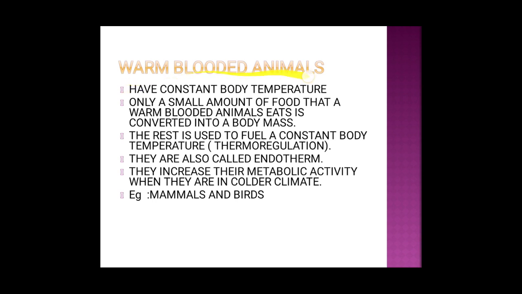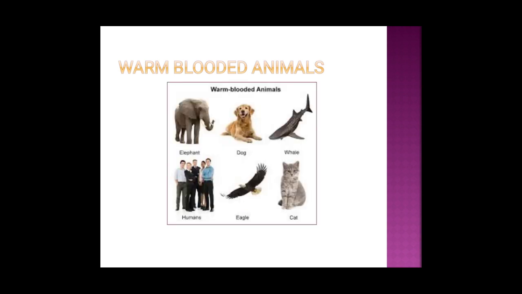Now next, warm-blooded animals. Warm-blooded animals have a constant body temperature. Only a small amount of the food that a warm-blooded animal eats is converted into body mass. The rest is used to fuel a constant body temperature. This is known as thermoregulation. They are also called endotherms. They increase their metabolic activity when they are in a colder climate. Examples are mammals and birds.